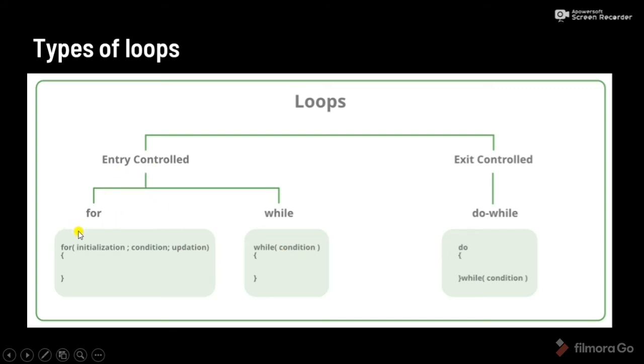We are checking the condition at the entry point, and in the do while loop we are checking the condition at the last. So the do while is an exit controlled loop, because we are checking the condition at the exit point. So the loops are divided into two categories, entry controlled loop and exit controlled loop. In an entry controlled loop, we first check the condition, and in an exit controlled loop, at the end of the statement, we check the condition.